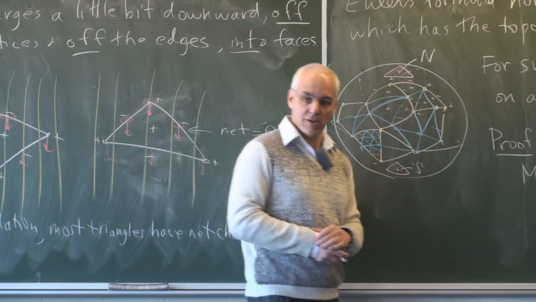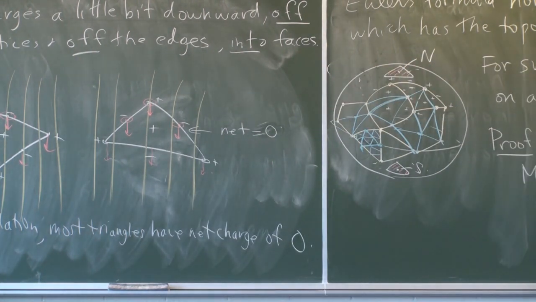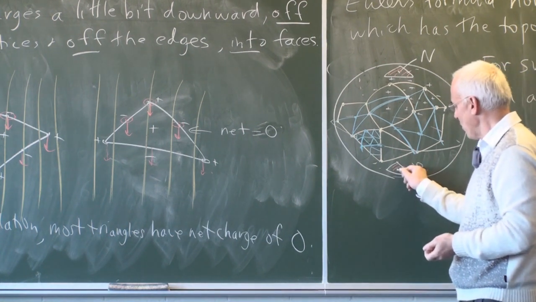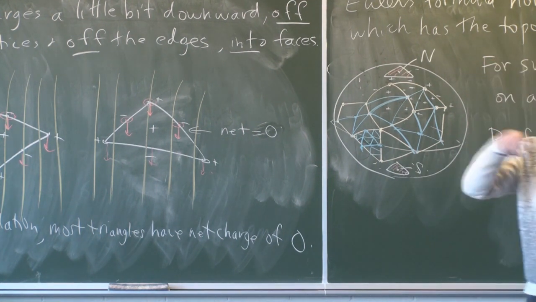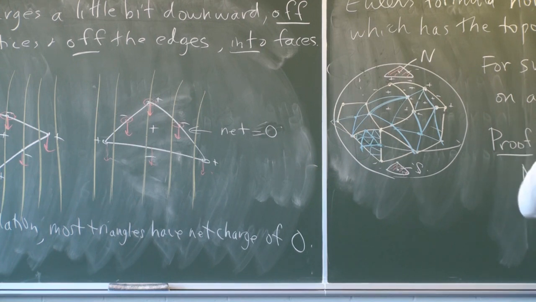What about the southern triangle? Well, it had a single plus sign in it, and all of its boundary charges flowed into it. They all went in here. Now there are 3 edges and 3 vertices. So altogether, plus, minus, plus, minus, plus, minus have flown in. They all cancel, and we still end up with 1 total for the south.